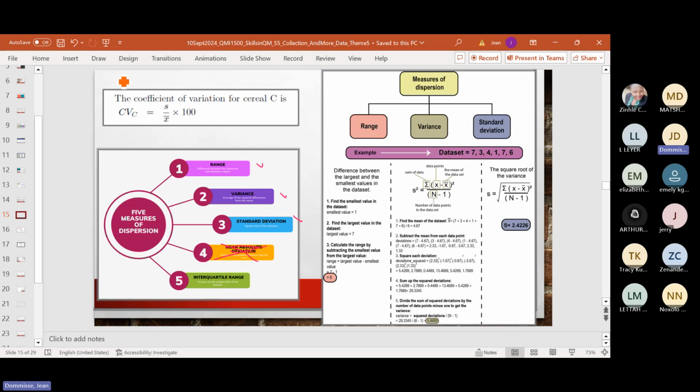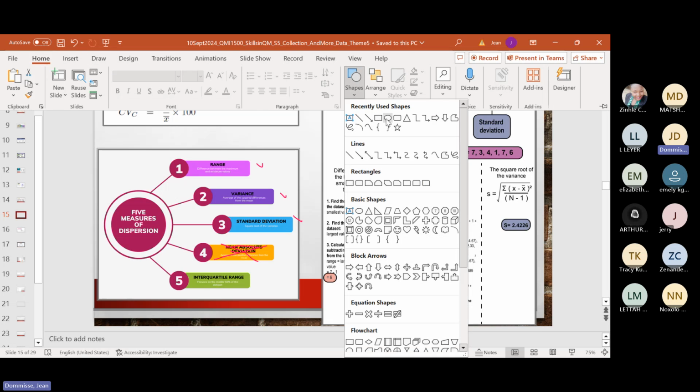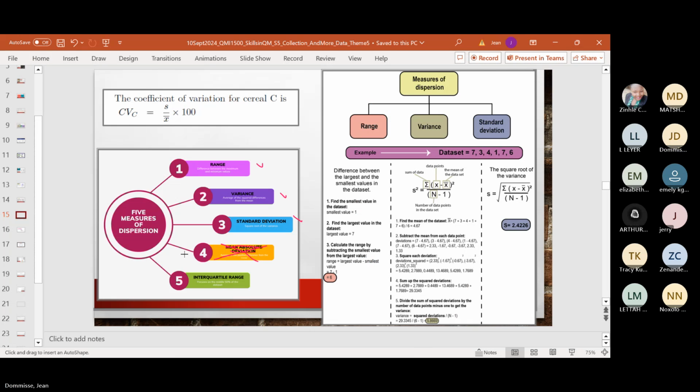This mean absolute you don't need to worry about. So that's why I crossed it out, that you don't need to worry about. So the things that they love to ask is range, variance, standard deviation. Sometimes they include coefficient of variation as well.